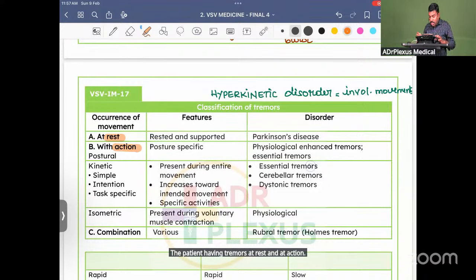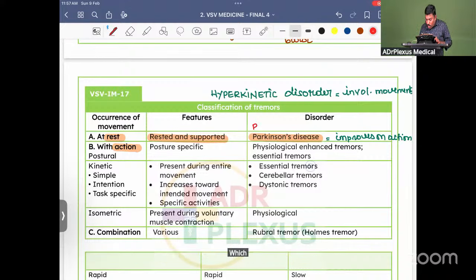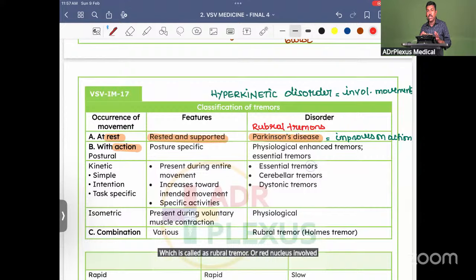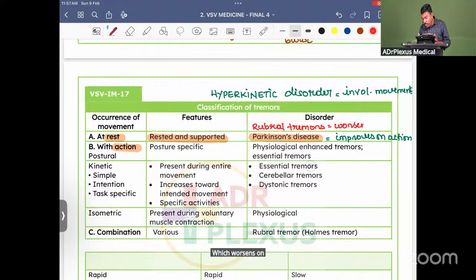At rest, it is present in Parkinson's disease, and this rest tremor improves on action. There is another condition which is again a rest tremor, which is called rubral tremor or red nucleus involved tremors. These are also resting tremors which worsen on action, or which increase on action.